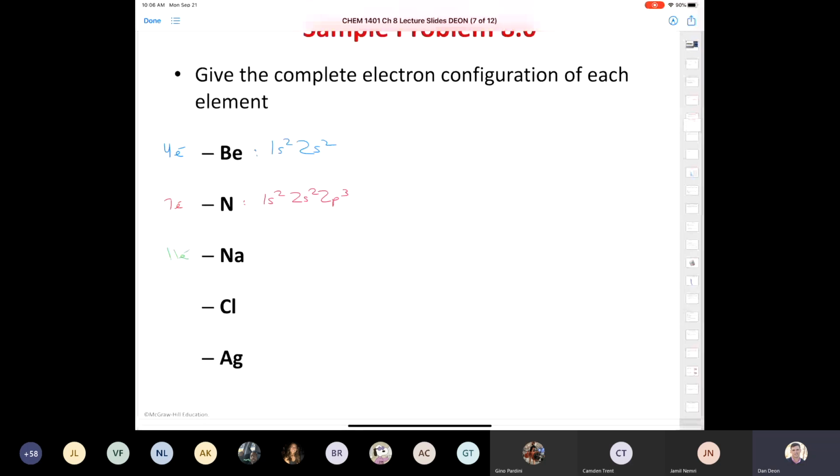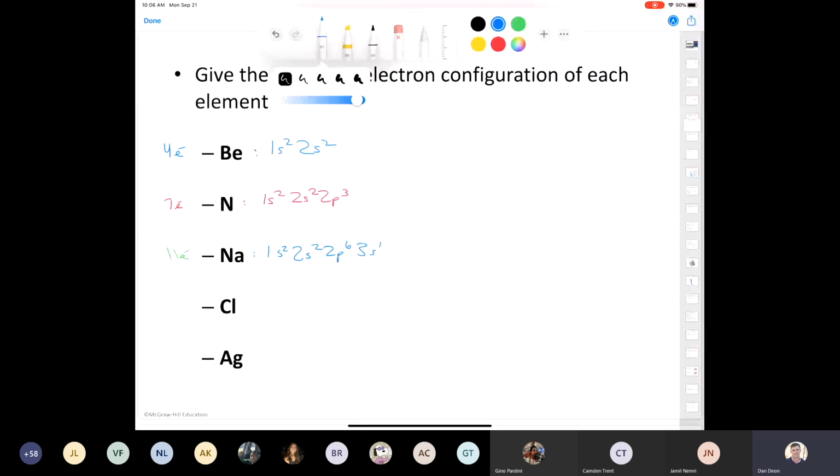Sodium. So sodium is 1s2, 2s2, 2p6, 3. Oops, getting ahead of myself. 3s1, like that. If you're like, hey, Mr. Dion, do all electron configurations always start the same way? With 1s2, then 2s2, and then so on and so forth? The answer is yes. They're the same order every time. There's only a couple of exceptions.